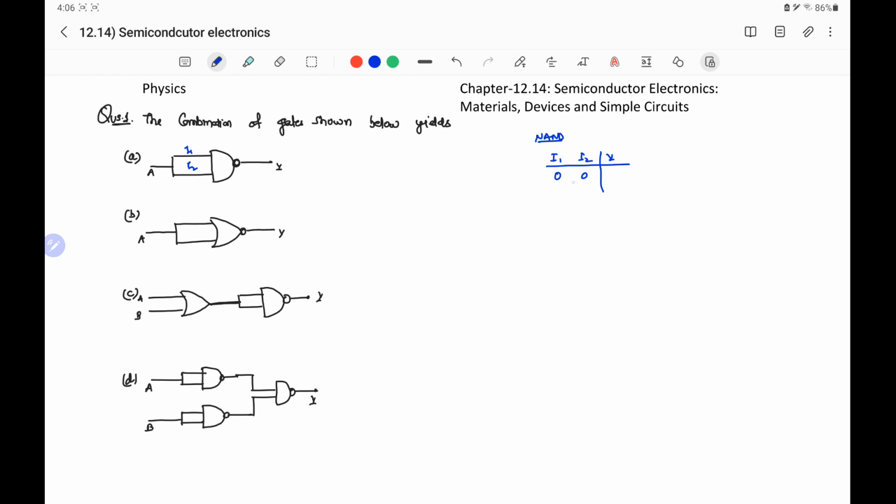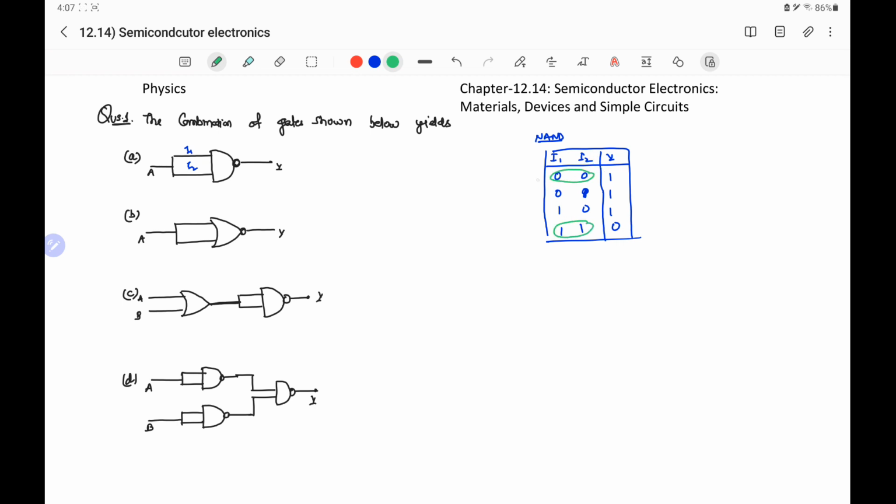For these two inputs, we have four combinations 0, 0, 0, 1, 1, 0 and 1, 1. The output will be, for NAND gate, 1, 1, 1 and 0. Because both input terminals are connected with A, both will have the same value. Either they will have 0, 0 or 1, 1.